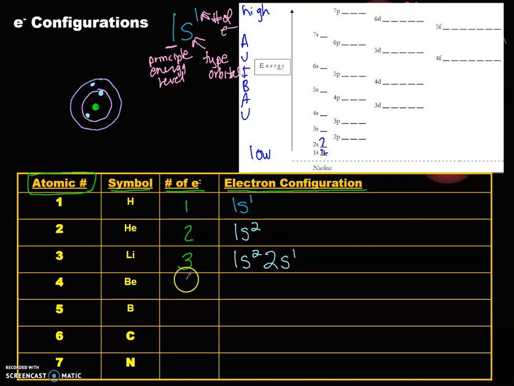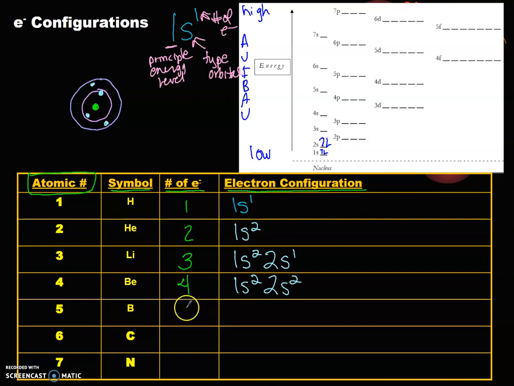Okay, number 4 is beryllium with 4 electrons. So I'm going to put my first electron in the 1s, second electron in the 1s. That's full. Now I put the third electron in the 2s, and then I'm going to put the fourth electron in the 2s in the opposite direction. So my electron configuration is 1s2, and in the 2s I have 2. So somewhere up here I have my 1s with 2. In my 2s I have 2.